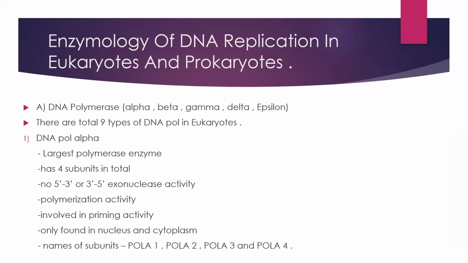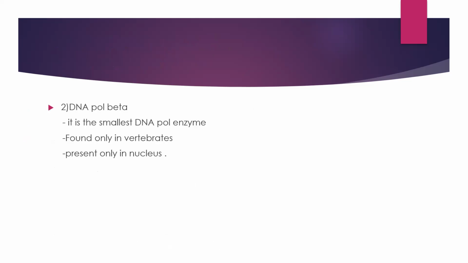It has 4 subunits in total, and it has both 5' to 3' and 3' to 5' exonuclease activity, and it has polymerization activity. It is mainly involved in priming activity, and is found in the nucleus and cytoplasm. Since it has 4 subunits in total, it is called a tetramer, and the subunits are called POLA1, POLA2, POLA3, and POLA4.